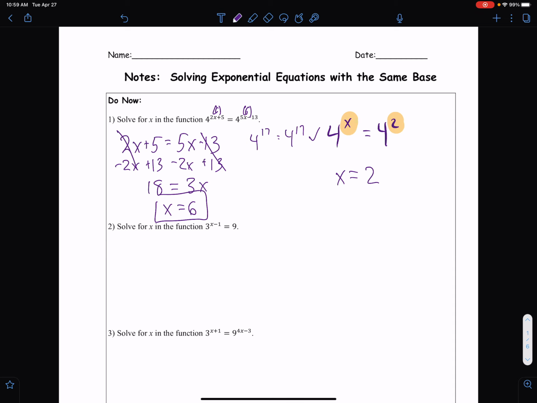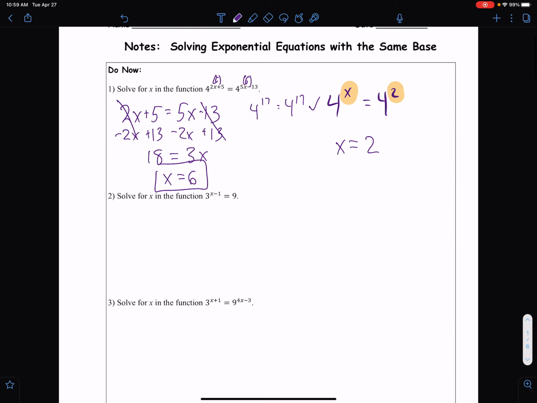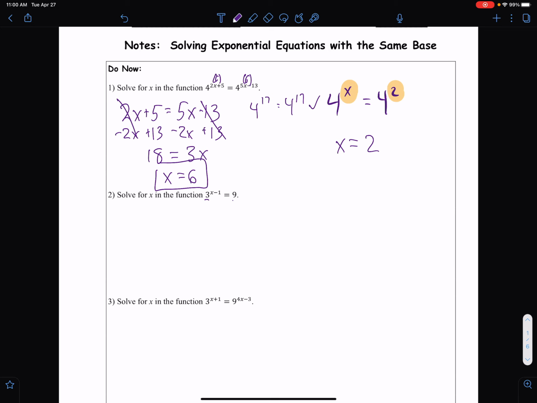So what's different about number 2 than number 1? Well, number 1, we have the same base. We have 4 and 4. Number 2, we have a base of 3 and a base of 9. So it's a little bit different, but we want to solve when they have the same base. So what you need to do for number 2 is you need to make it so that they have the same base. So when I look at the left, it's 3 to the x minus 1. When I look at the right, it's 9. I can write 3 or 9, one of them, to have the other base. So when I look at 9, I can write 9 as 3 squared.